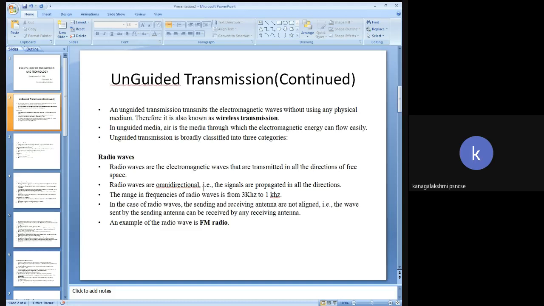The frequency range of the radio waves is from 3 hertz to 1 kilohertz. Okay, 3 megahertz to 1 kilohertz.